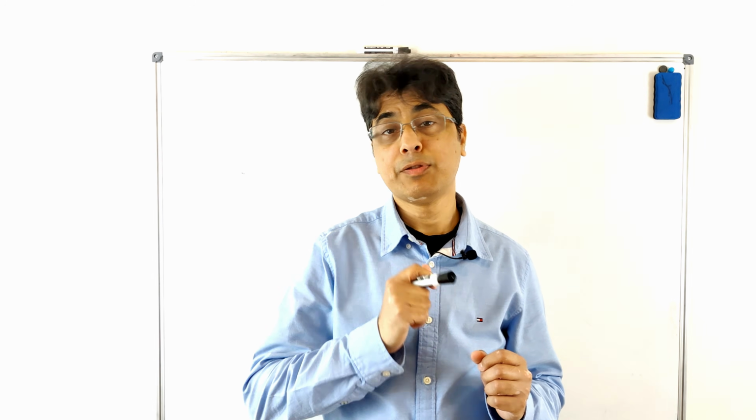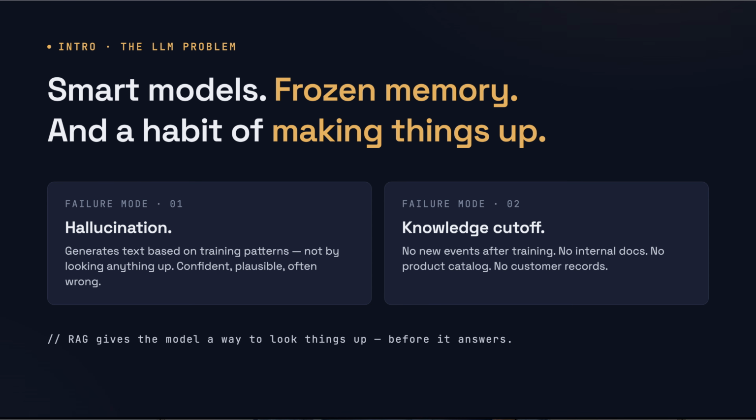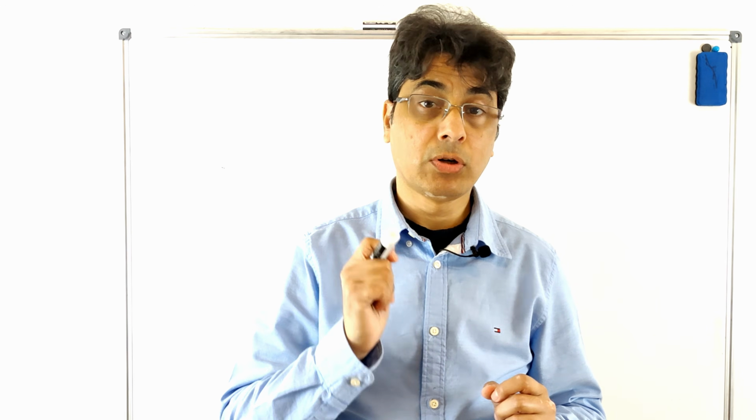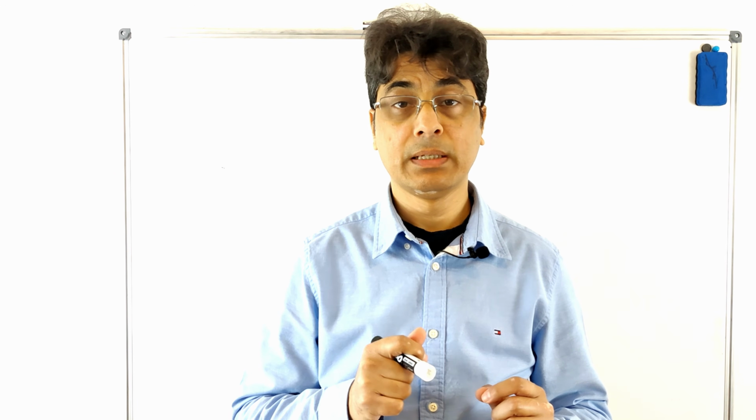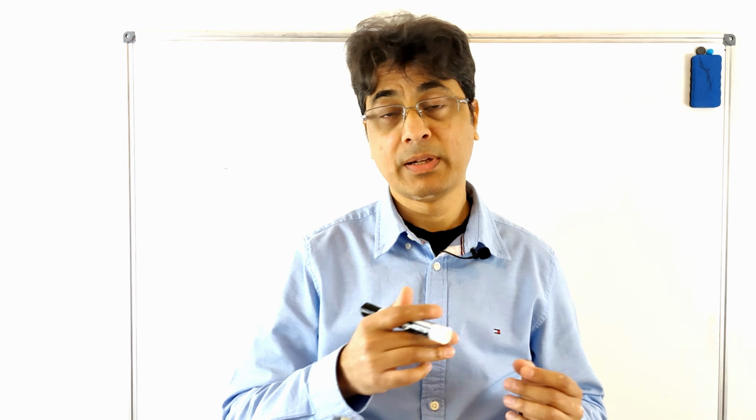So here is the thing. LLMs are really smart, but they have a big problem. They make stuff up. They confidently tell you things that sound right, but are completely wrong. This is called hallucination. And it happens because the model is generating text based on patterns it learned during training, not by looking up actual facts. On top of that, LLMs have a knowledge cutoff. They do not know anything that happened after their training data was collected. And they definitely do not know your company's internal documents, your product catalog, or your customer records.